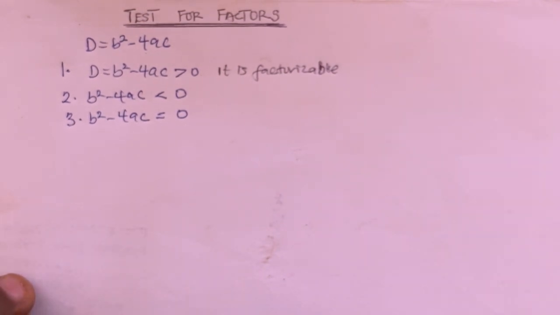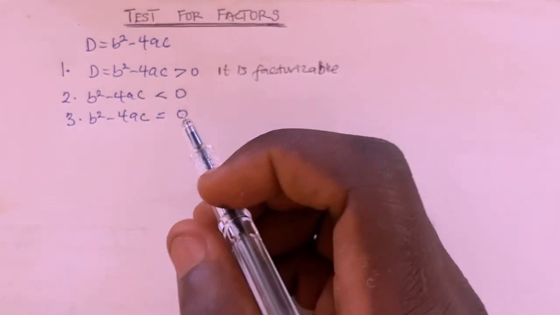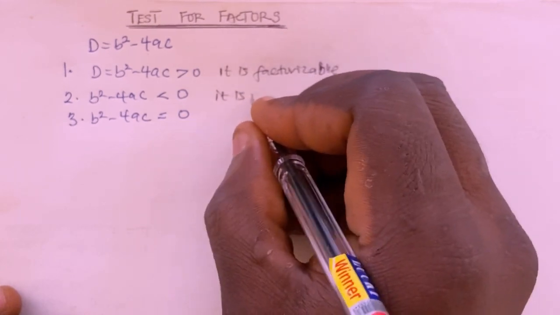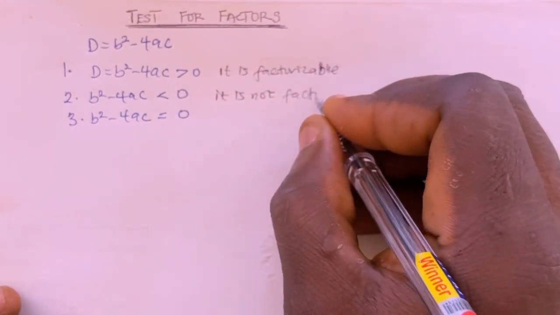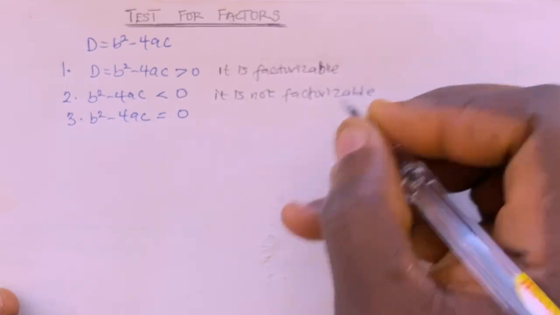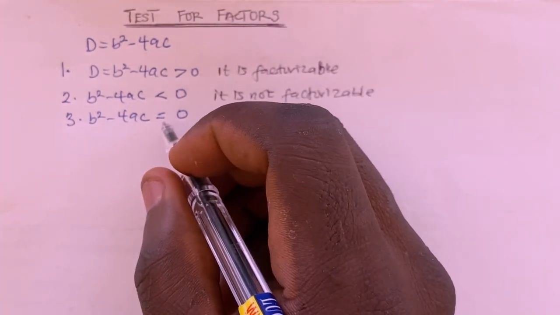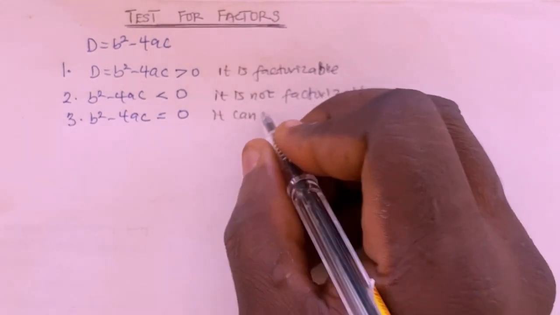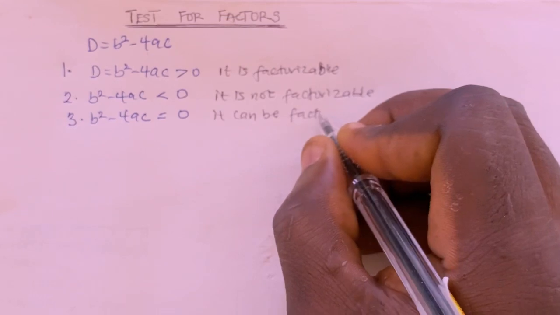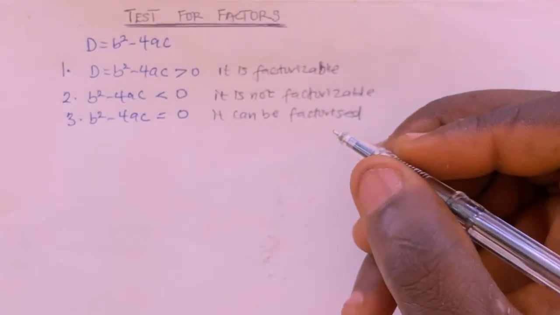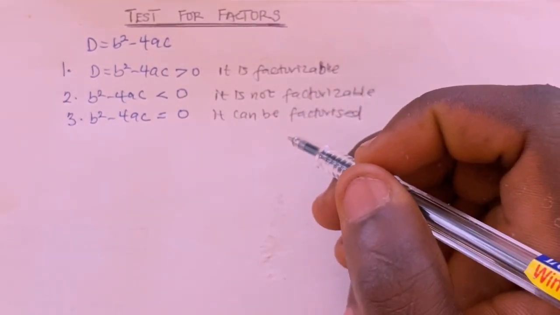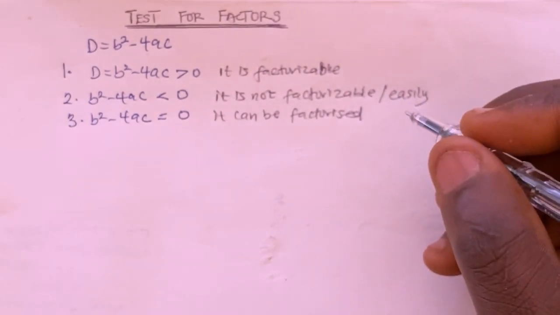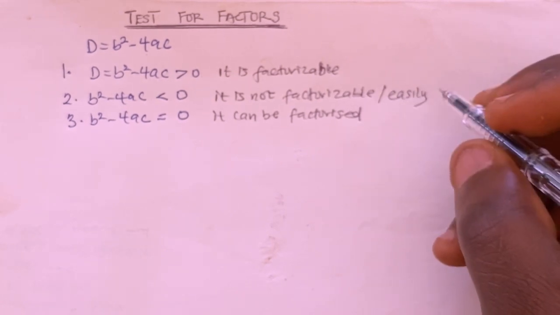The second case, whenever b squared minus 4ac is less than 0, it is not factorizable in this case. And whenever it is equal to 0, it can also be factorized, exactly. But in the other case, it is not easily factorizable into two linear factors. You cannot easily factorize it into two linear factors.